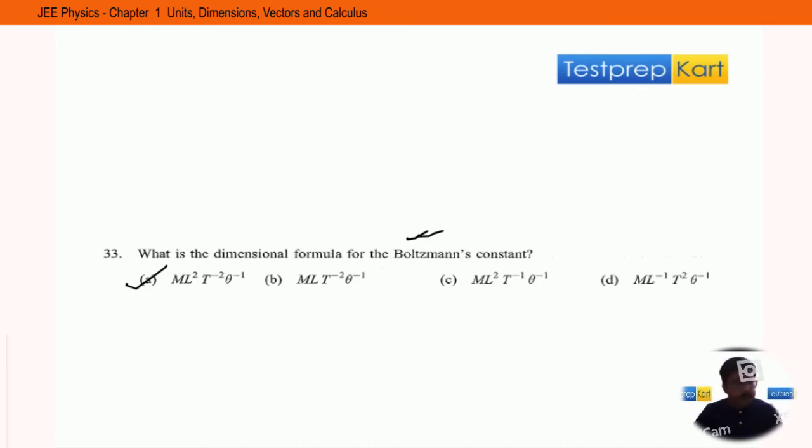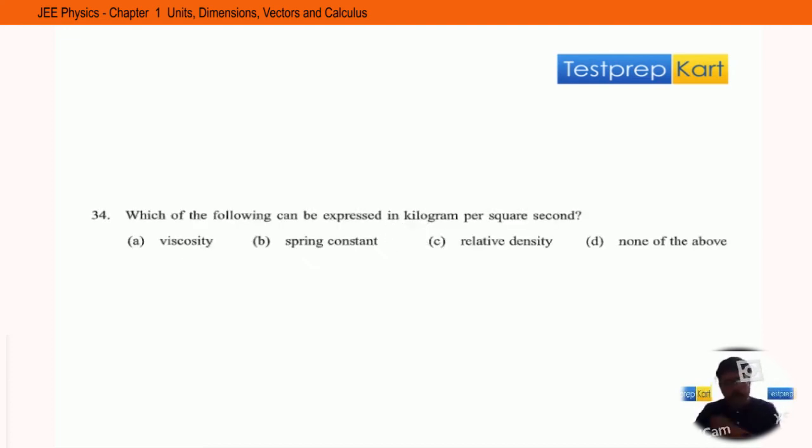So this is the formula that you need to know. It is a dimension. Why and not? When I go for the next chapter or question, then we will discuss it. Which of the following can be expressed in kilogram per square second? It is the spring constant. Spring constant, the unit is kilogram per square second. There may be a lot of things that come, but here it is the spring constant. Next question.